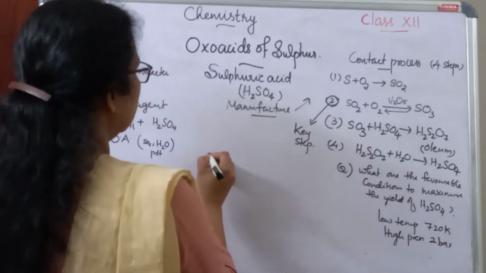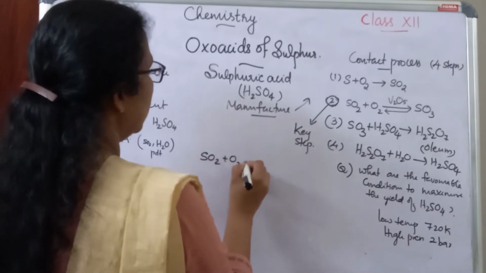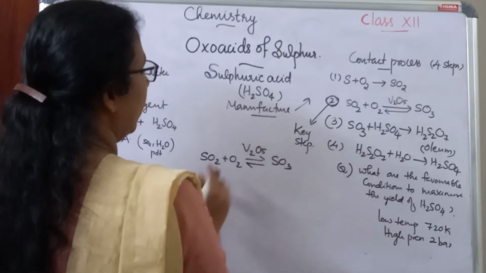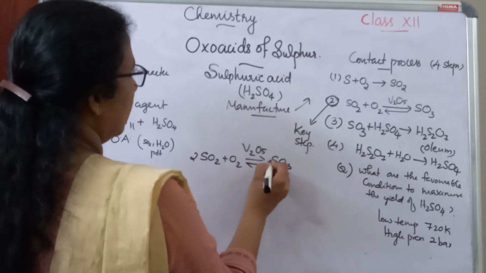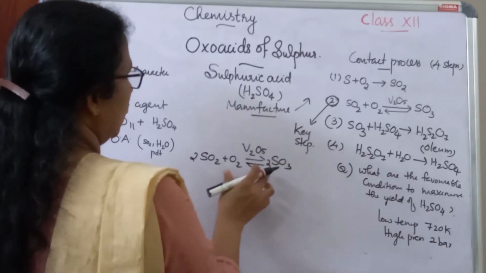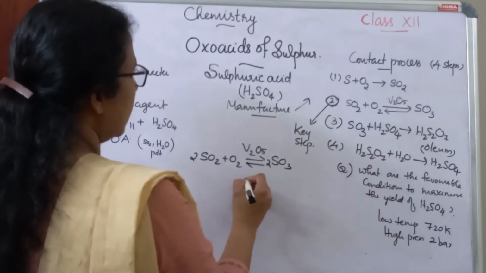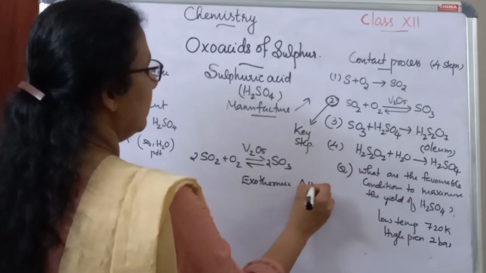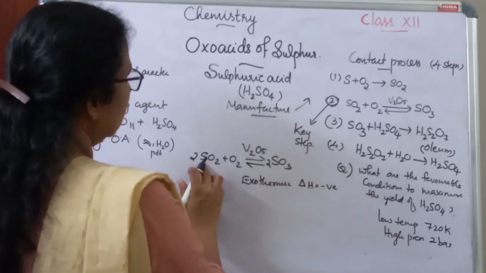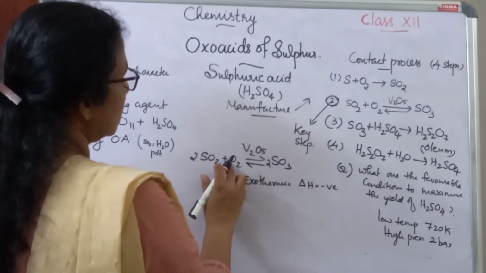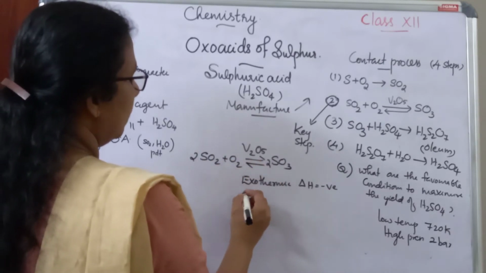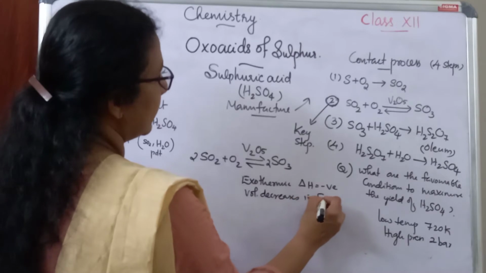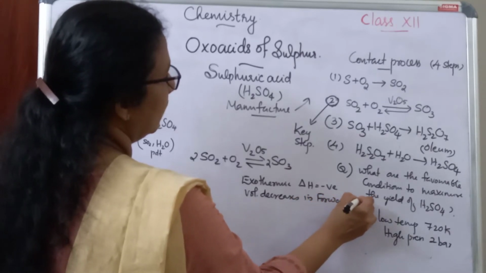So consider this second step, SO2 plus O2 gives SO3 in presence of V2O5. It's a reversible reaction. We can see this is an exothermic reaction, so delta H will be negative. And regarding the volume, 2 plus 1, that is 3, changes to 2. So volume is decreasing in the forward reaction.